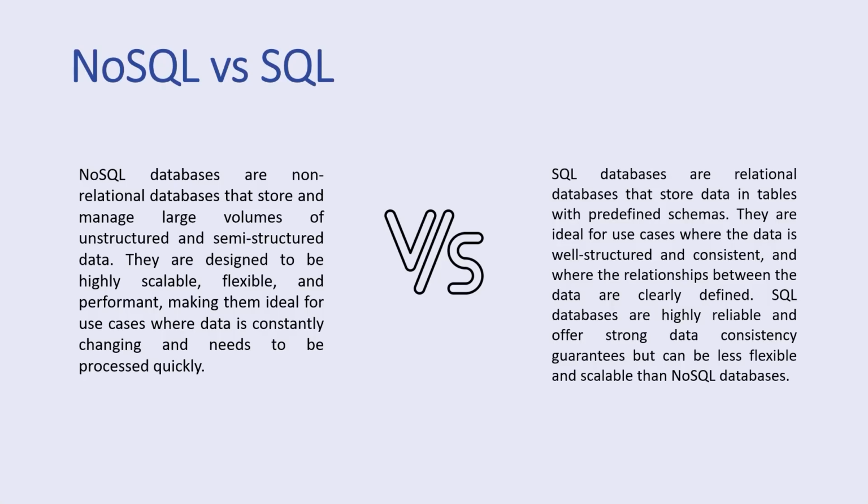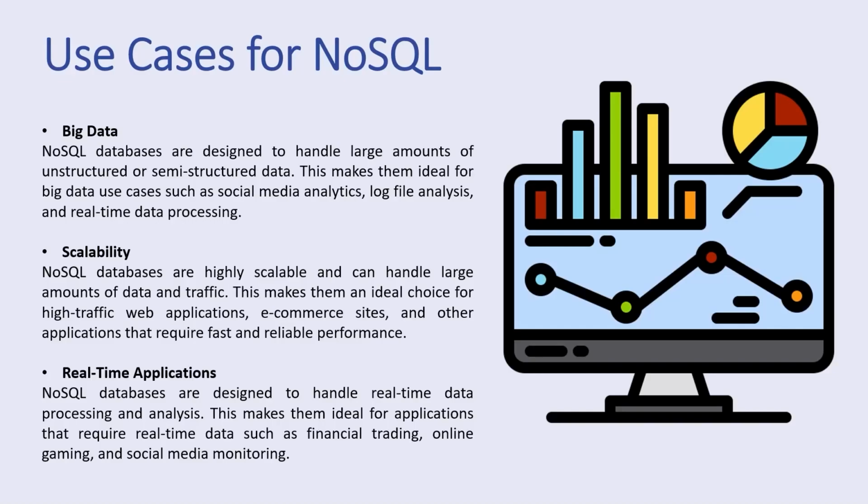While SQL databases are relational databases that store data in tables with predefined schemas, they are ideal for use cases when the data is well structured and consistent and where the relationships between the data are clearly defined. SQL databases are highly reliable and offer strong data consistency guarantees but can be less flexible and scalable than NoSQL databases. What are the use cases of NoSQL?